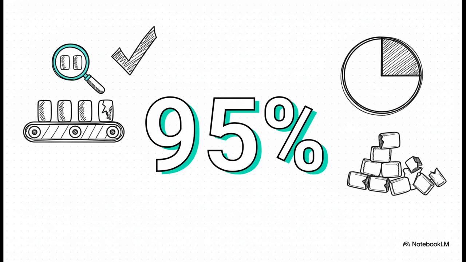And finally, we get to quality. Of those 450 units that it did manage to make, not all of them were perfect. After inspection, it turns out only 95% of them were good enough to sell. And that gives us our final clue, a quality score of 95%.